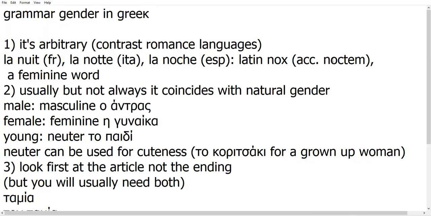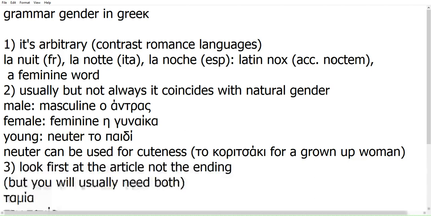Hello. This is about the grammar gender in Greek. This is one of the hardest parts of the Greek language, and basically, I could explain this in 10 seconds. You have to learn the gender with every new word you learn, every new noun you learn. You basically have to learn its gender.